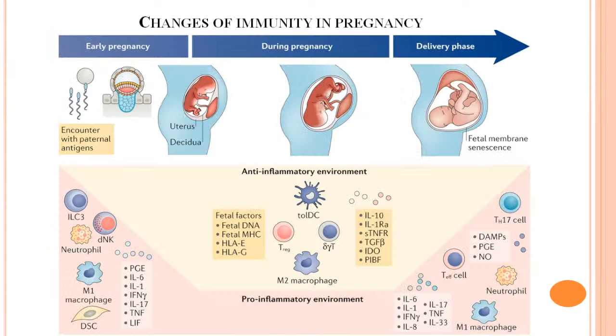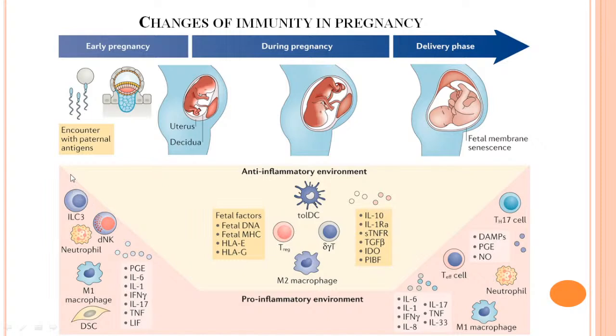Let's look at the scheme. Early pregnancy, during pregnancy or fetal growth, and delivery phase. Early pregnancy, it's implantation, you can see. During pregnancy, development of the fetus, and the delivery phase, it's the birth of the baby, of the fetus. And look here.